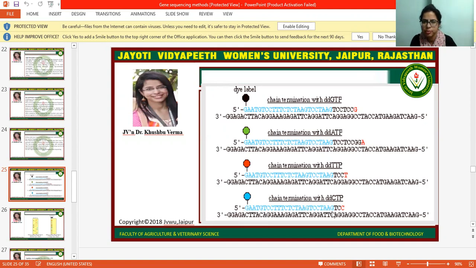You can see these are the dideoxynucleotides which terminate the reaction, and that's how you get the sequencing. Because all four types of terminators carry different dye labels, that's how you can get the sequencing.